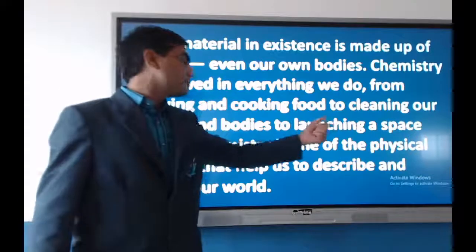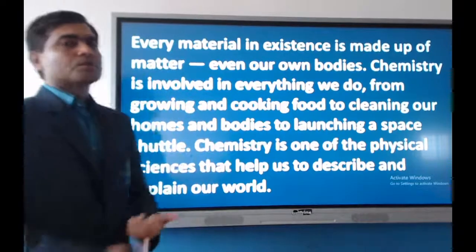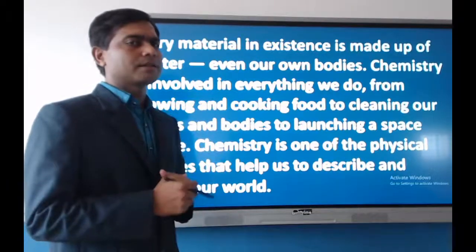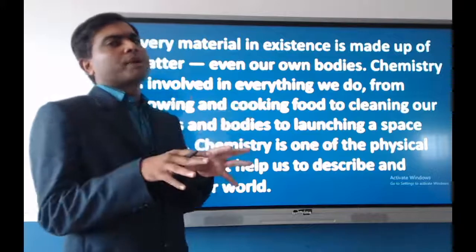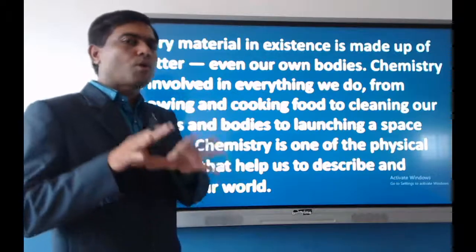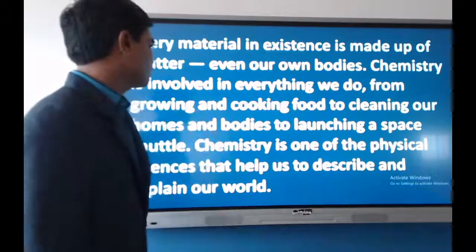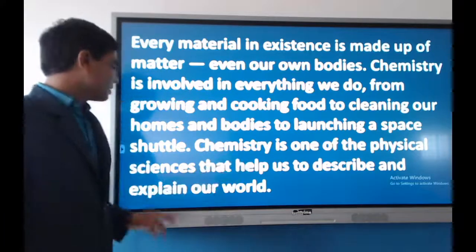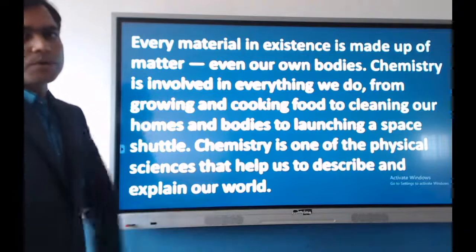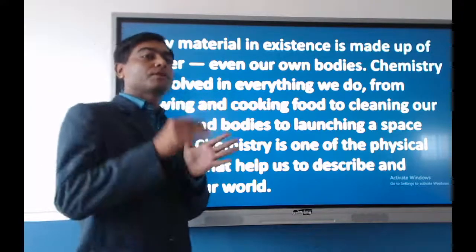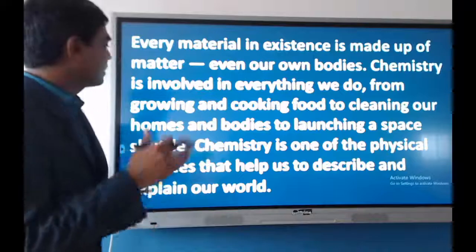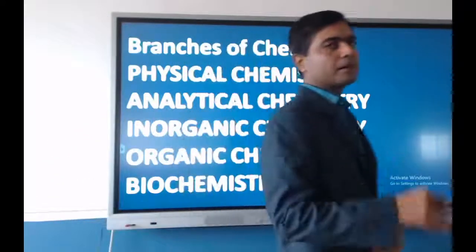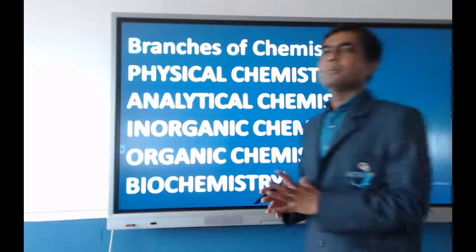Then, launching a space shuttle. Whatever ISRO or NASA launch, the rockets or satellites, there also propellants are used as fuel, with an oxidizer. Everything there is chemistry. Chemistry is one of the physical sciences that help us to describe and explain our world. This is all about the chemistry subject, where you have to take interest and learn in the science stream. Now, when you come to the different branches of chemistry, what are the main branches?